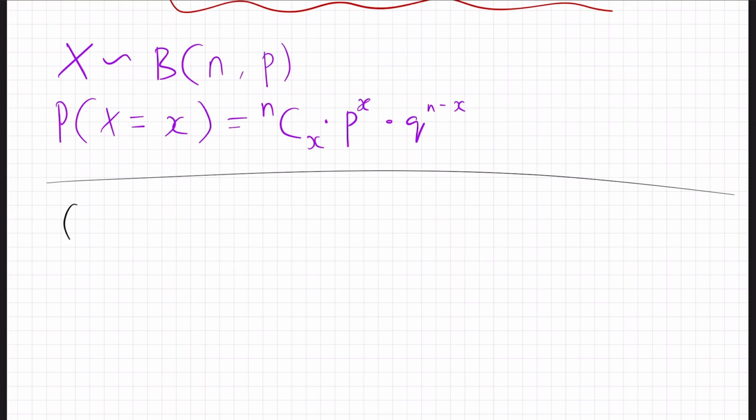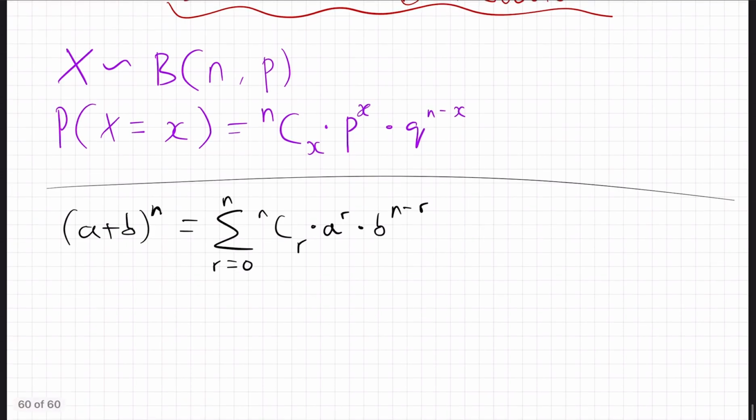So if we have the expansion of a plus b to the n, well, the binomial expansion just tells us that this is equal to, if we set r equal to 0 to n, n choose r times a to the r times b to the n minus r, like so. So this is the binomial expansion formula, and it can be proved with things like the derivative power rule, Taylor series expansions, things like that.